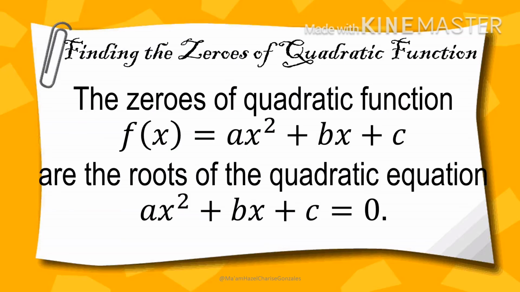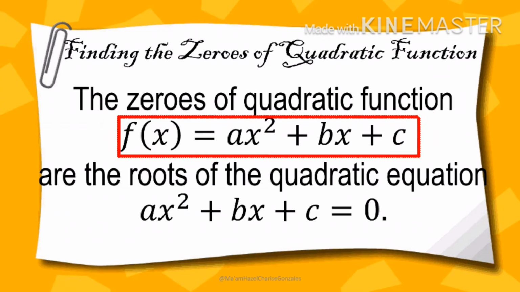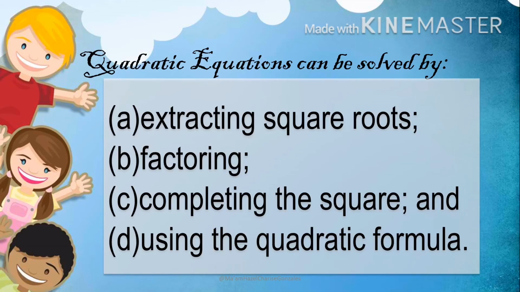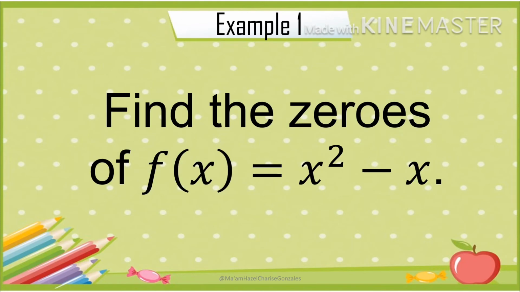The primary concern in finding the zeros of quadratic function f of x is equal to ax squared plus bx plus c is to find the values of x such that f of x is equal to 0. Quadratic equations can be solved by extracting square roots, factoring, completing the square, and using the quadratic formula. Example number 1. Find the zeros of f of x is equal to x squared minus x.